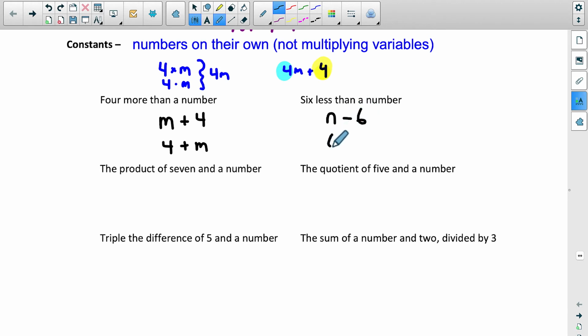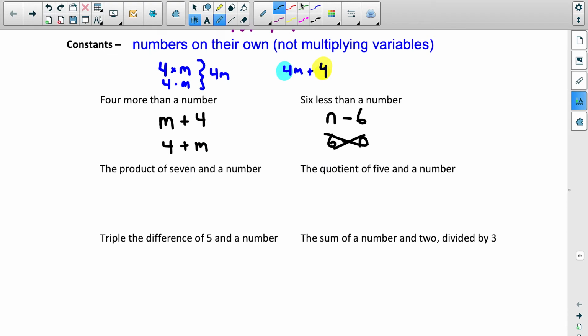Or is it 6 minus n? Or can either one work? No, only one of these is right. When you subtract, order matters. We have 6 less than a number. In other words, you want to start with the number and do 6 less. Take off 6. This is incorrect right here. The only answer that works is this one right there. You could have a different letter, but you need to have the letter, take away 6.